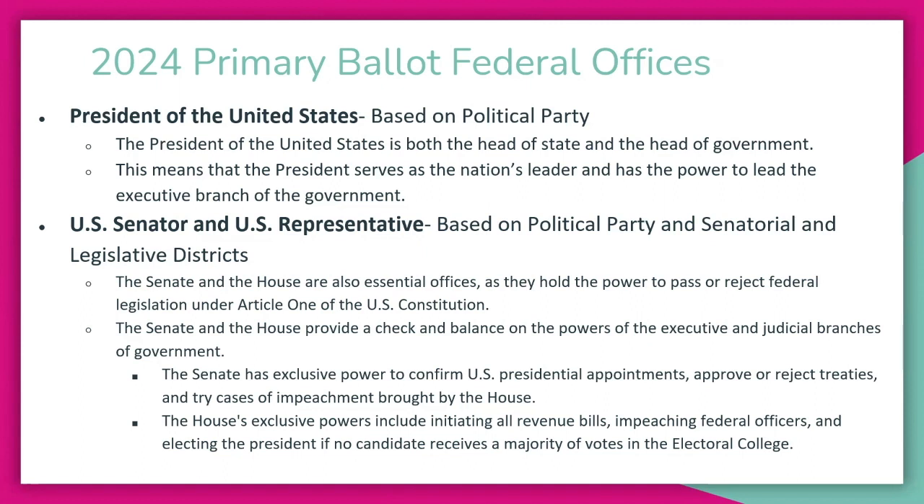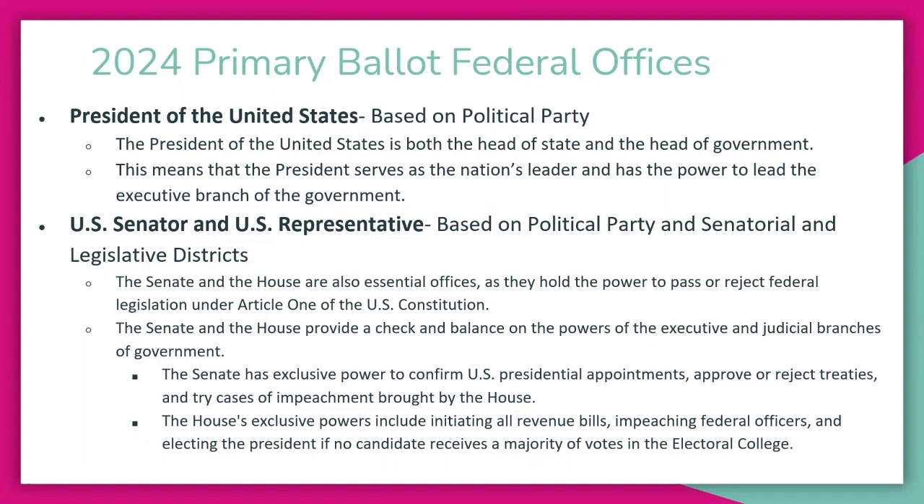The Senate and the House of Representatives are also essential offices as they hold the power to pass or reject federal legislation. Registered Republicans and Democrats can vote for their preferred senator and representative to run in the general election. These offices serve a crucial role in ensuring a system of checks and balances on the powers of the executive and judicial branches of government and fulfilling other important responsibilities.